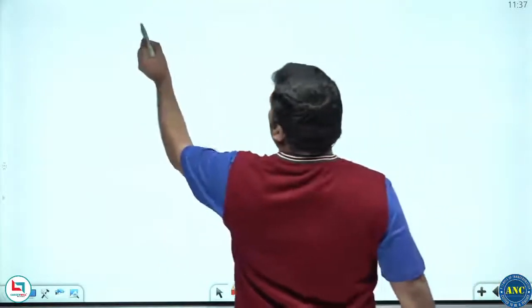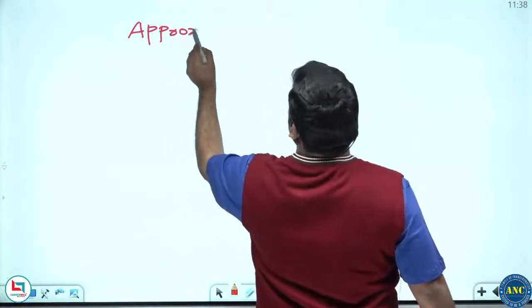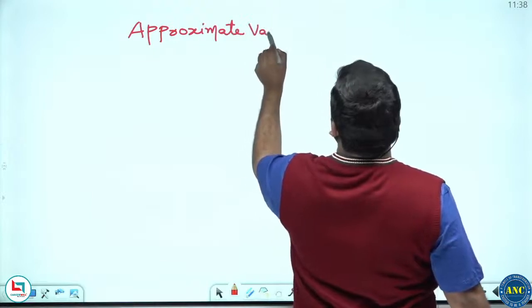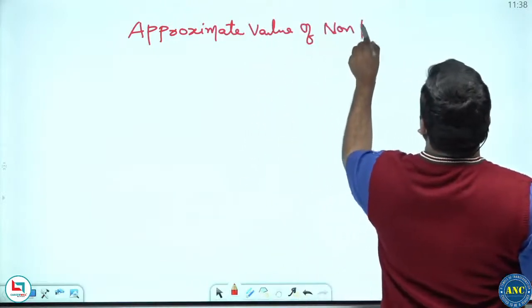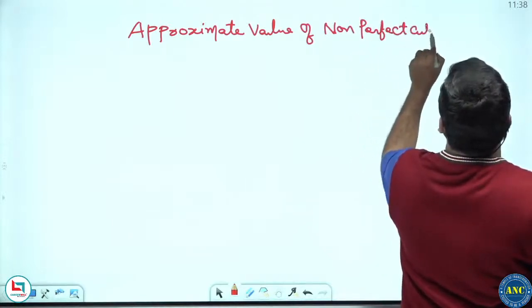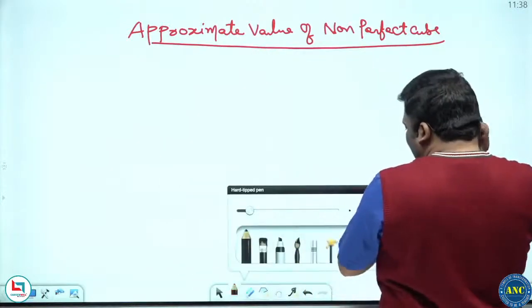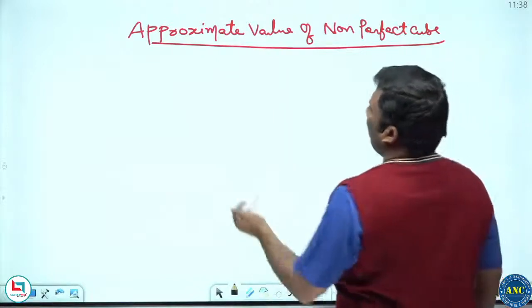Now, another beautiful concept. Same thing as what we did. Watch the entire video, then you can find the approximate value of a non-perfect nth power also. Non-perfect cube. How to find the approximate value of a non-perfect cube?